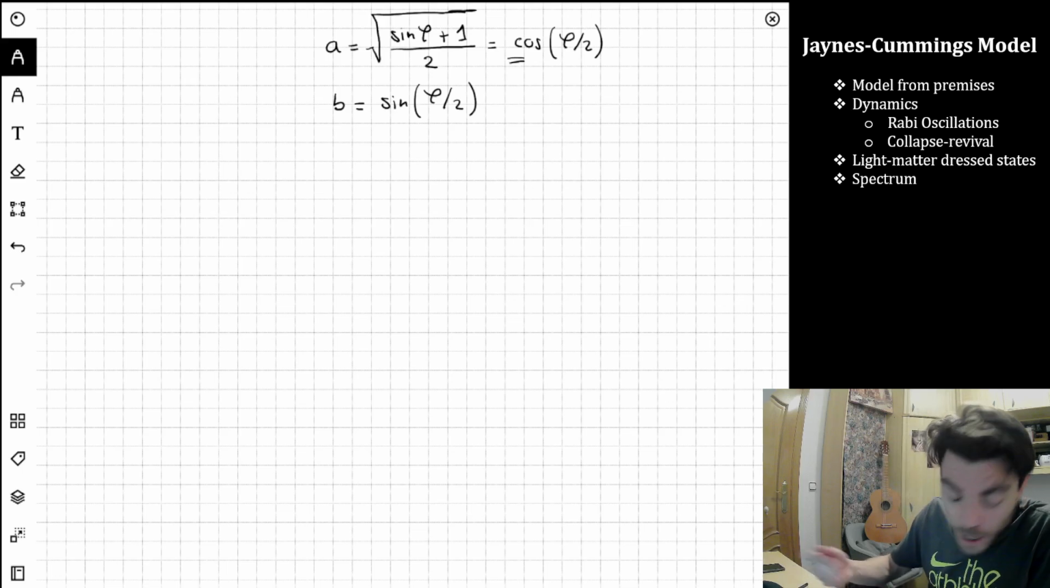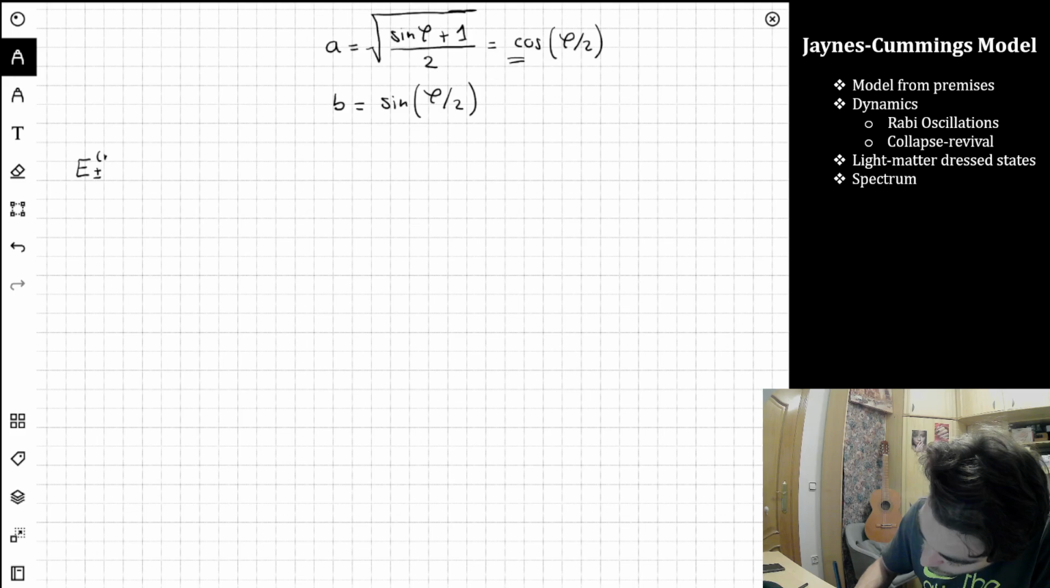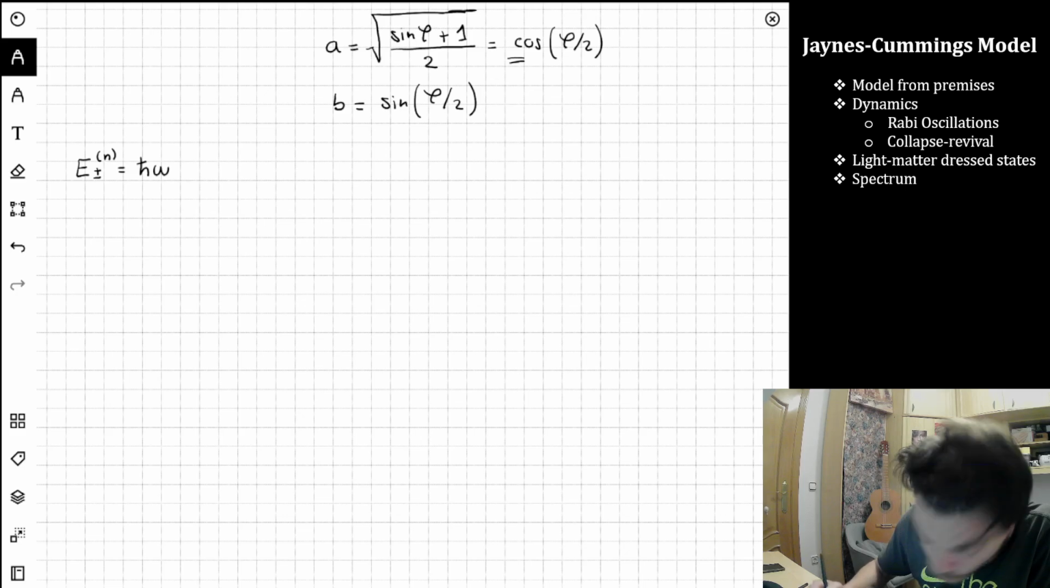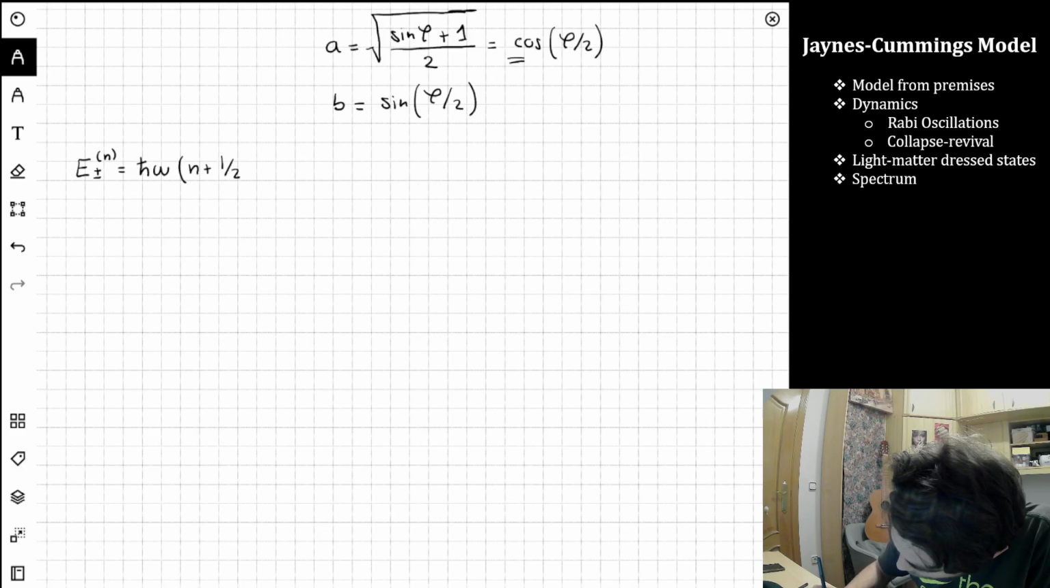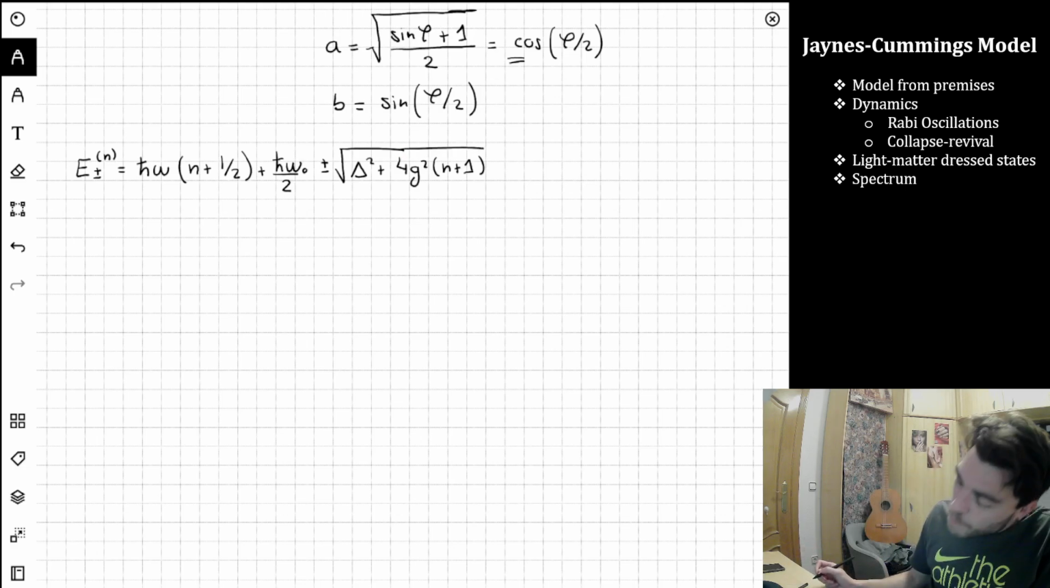In particular, I'm going to write the solution to our eigenvalue problem. The energies, which I called lambda but I'm now going to call the energies, given the number of Fock states n of the coupled system, are ħω(n + 1/2) + ħω₀/2 plus and minus the square root of Δ² + 4g². I'm writing explicitly this capital Ω_n squared, n plus 1.